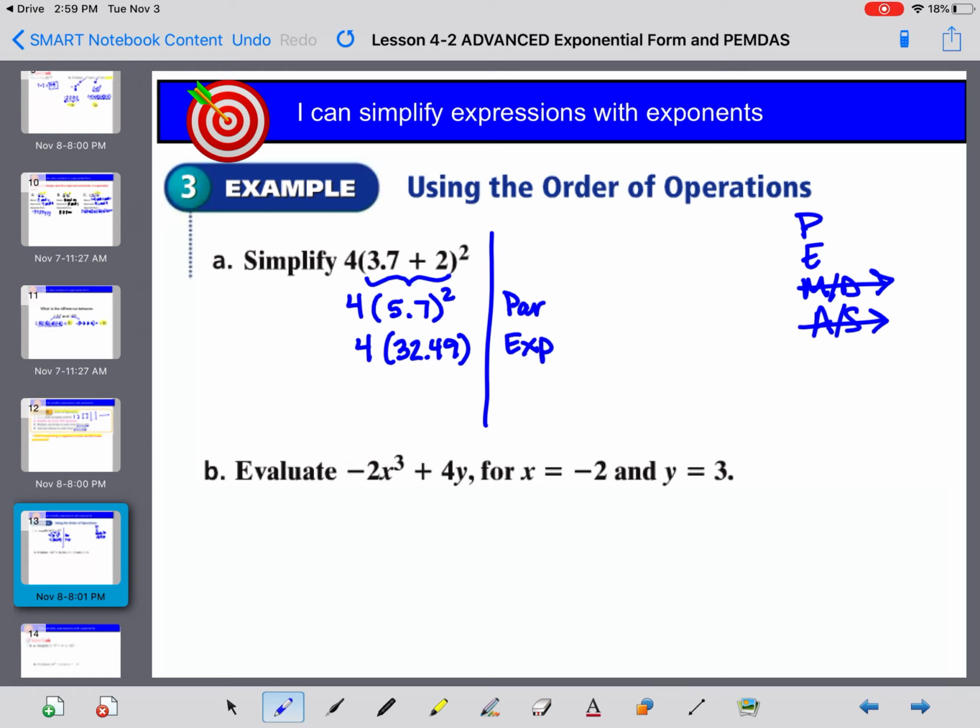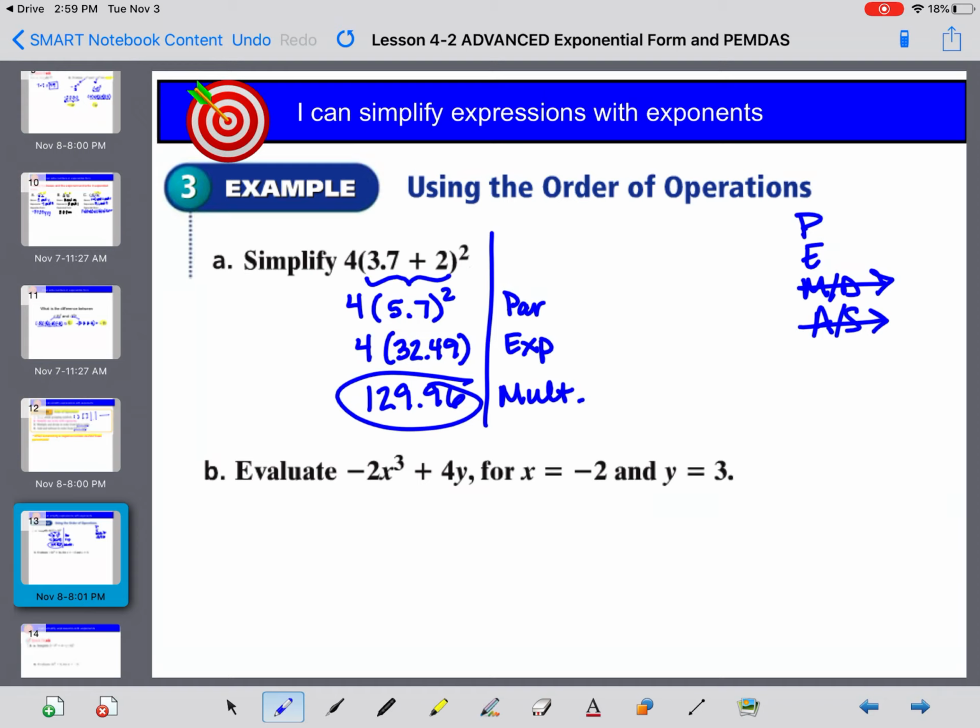Calculators are not allowed. 32 49/100 times 4. Again, you'll need to do a side problem, but my next step is to multiply. 129 96/100. And how did I get there? I multiplied. So my answer is 129 96/100.